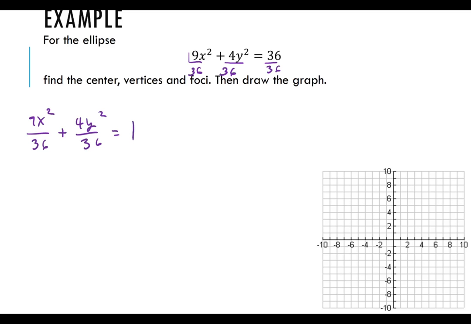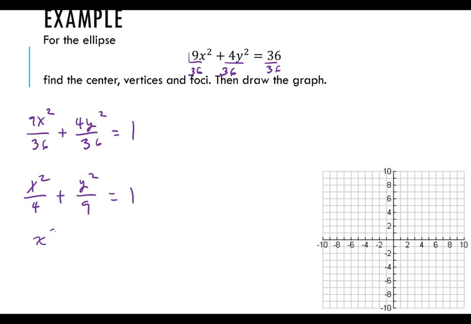I do need to simplify these fractions. 9/36 is 1/4, and so this is going to be x squared over 4 plus 4 divided by 36 gives us y squared over 9 is equal to 1. And then at this point, if we want to get everything in the perfect format, I need to rewrite the denominators as something squared.